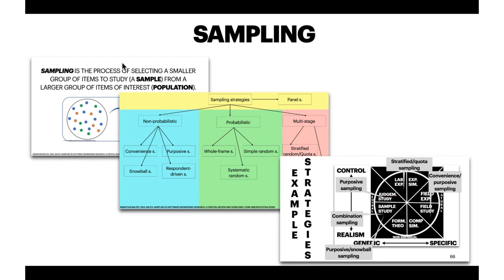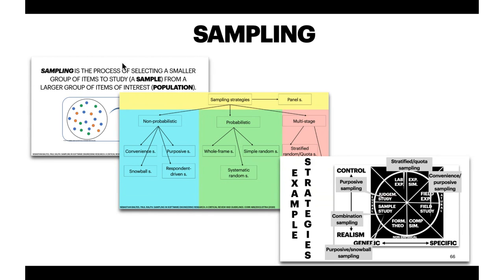The next group of sampling strategies are probabilistic. So we talked about the element of randomness and the importance of actual randomization in probabilistic sampling. The two most common ones are simple random and systematic random. Whole frame is also quite commonly used, at least as long as it is feasible.